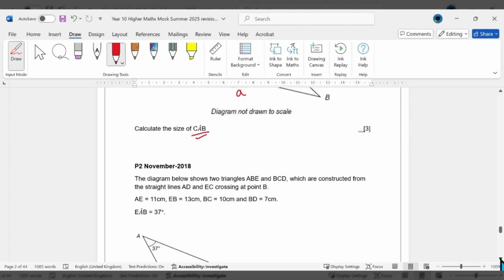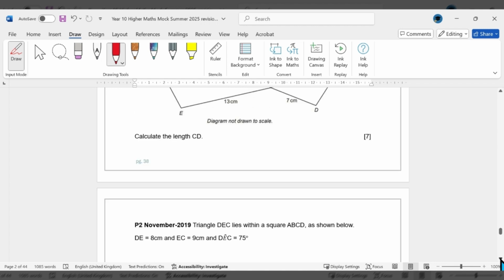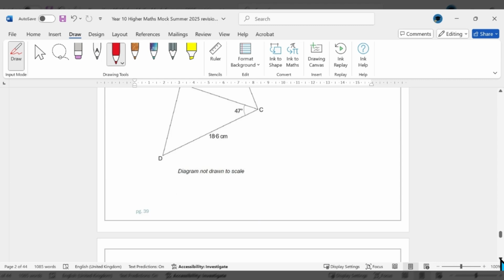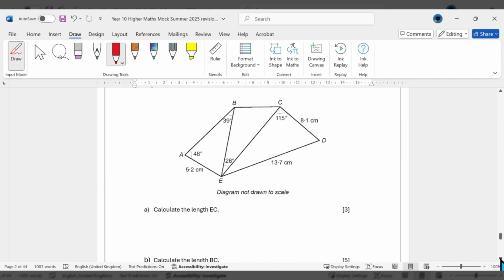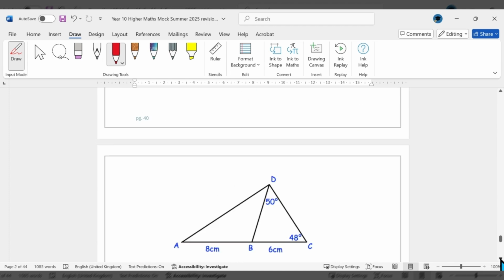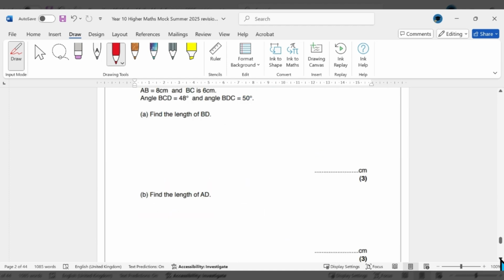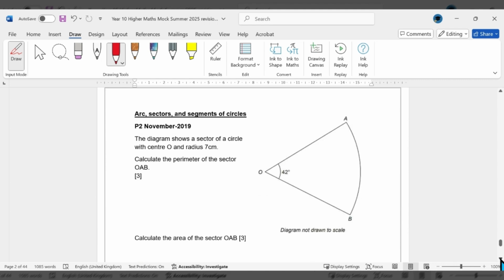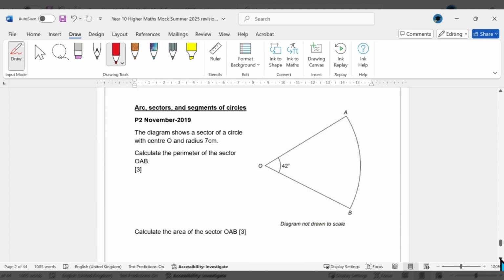And the final question. Ignore all these, these are other things. We've got to fill them in, but it doesn't matter for this exam. The final thing is arcs and sectors. Dare I mention it? Yeah, come on. We have done these.